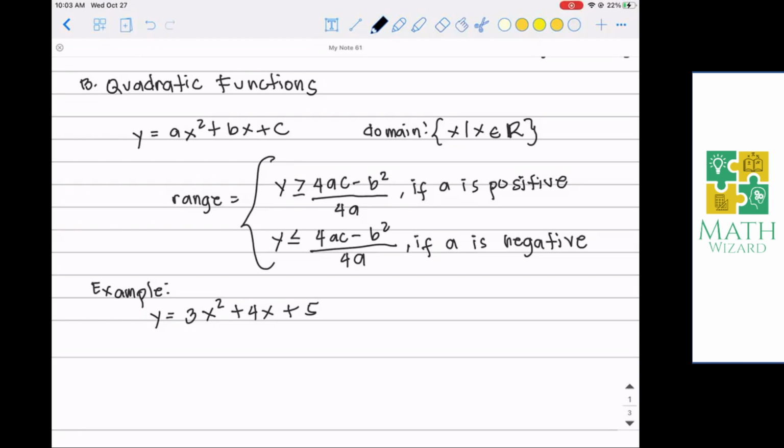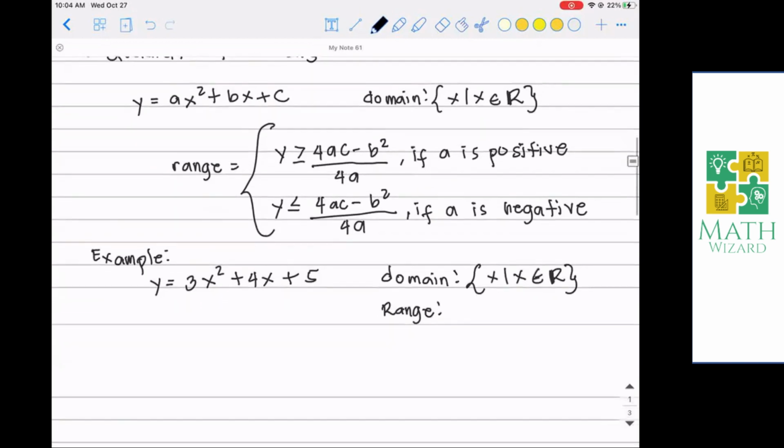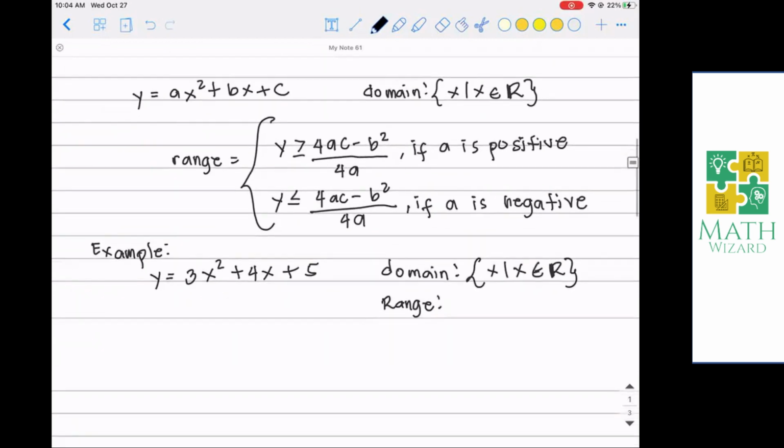Now, it was mentioned na kapag it's a quadratic function, automatically our domain is the set of all the real numbers, x such that x is an element of the real numbers. Now, how to find for the range? Ito yung unang step in finding for the range. Ang una pong step is we need to find A, B, and C.